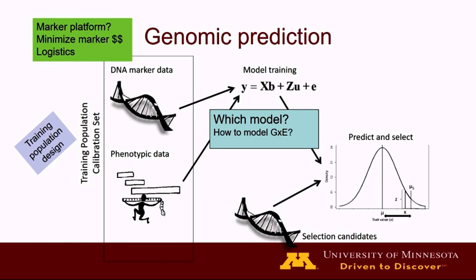Okay, so that's it for G by E for now. Let's go into training population design. Quickly, how do we select an informative training population for genomic selection?